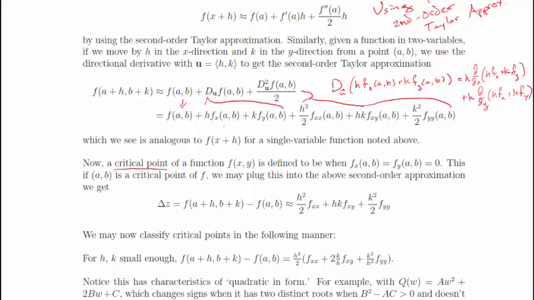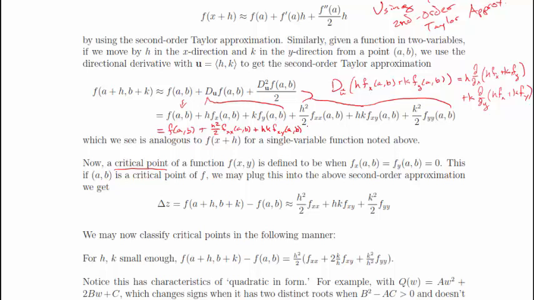If we plug this into the equation that we just worked out, so if we assume a comma b is a critical point, then both of the partial derivatives are going to be 0, but the second derivatives like f sub xx and f sub xy are not going to be 0 necessarily. So we plug those in for the second derivatives, and we plug in 0 for f sub x and f sub y, and those will disappear. So we're going to get up here that this equals f of a comma b plus h squared over 2 f sub xx of a comma b plus hk f sub xy of a comma b.